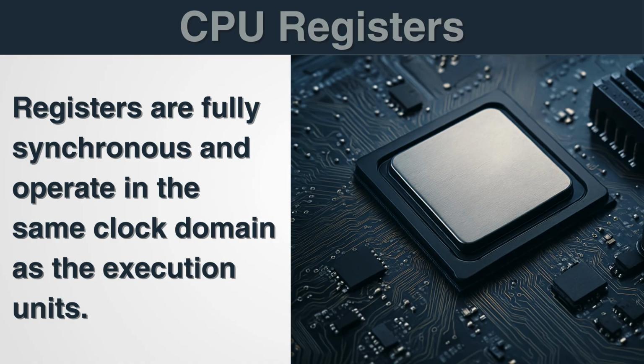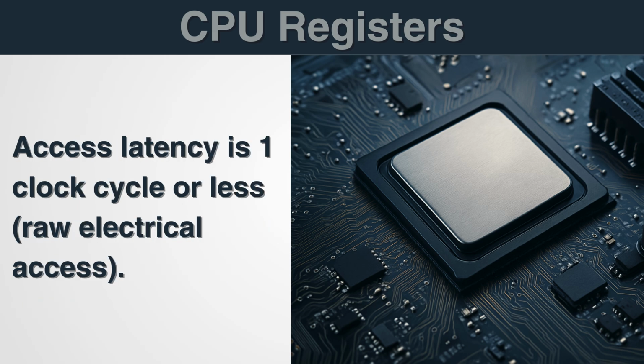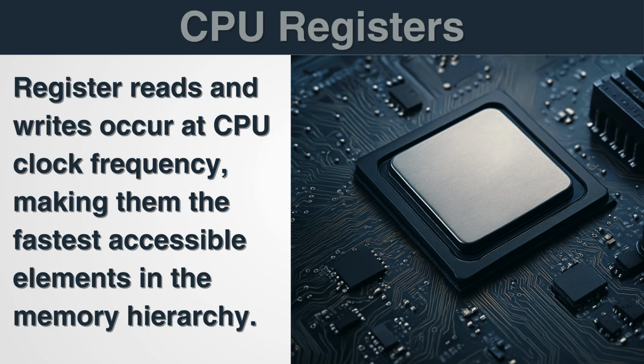So registers operate at clock speed, and these nuanced technical realities also include that they're fully synchronous, and they operate in the same clock domain as the execution units. Access latency is 1 clock cycle or less. That's that raw electrical access. And register reads and writes occur at CPU clock frequency, making them the fastest accessible elements in the memory hierarchy.